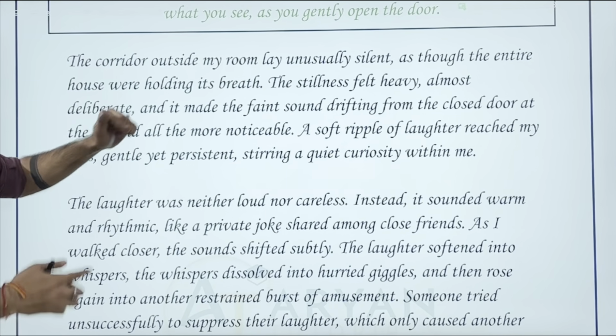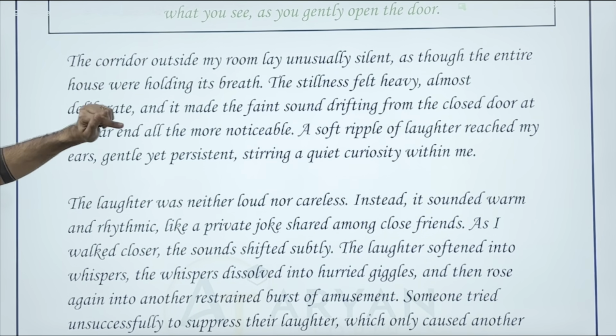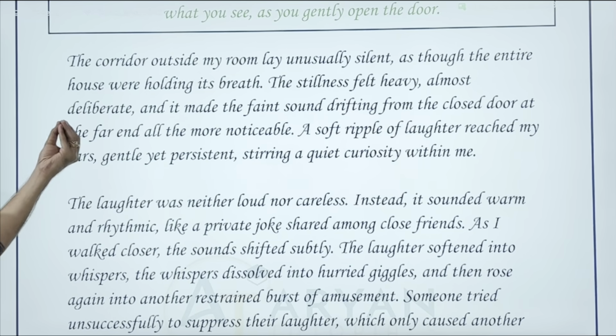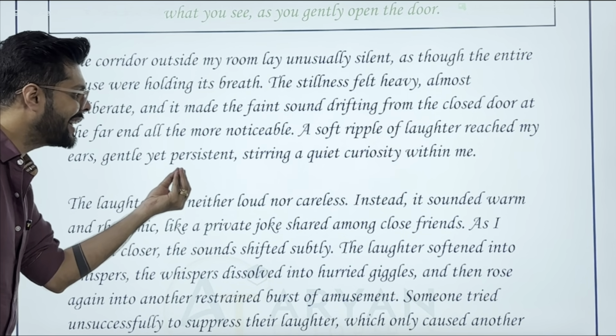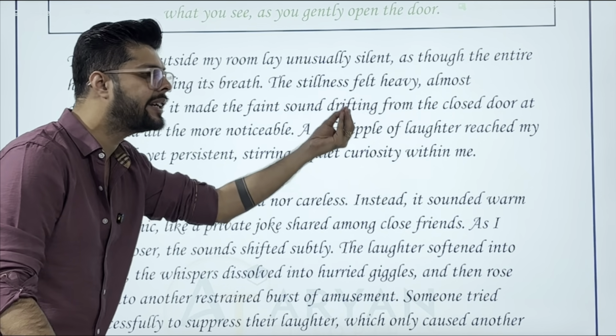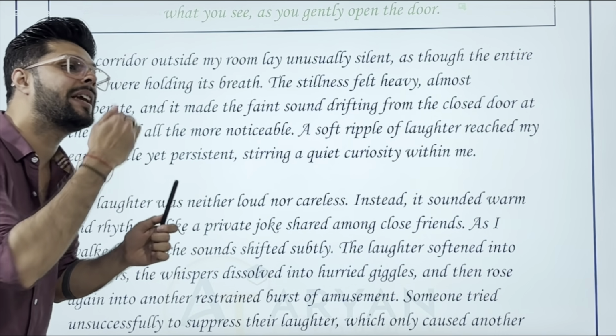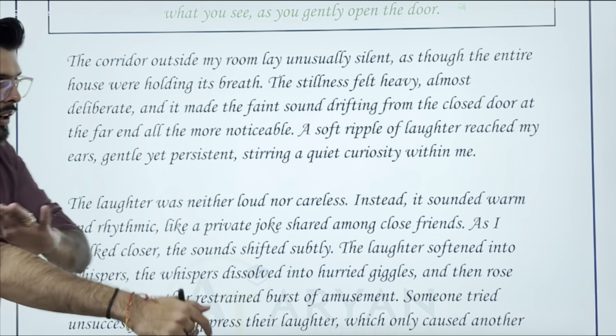A soft ripple means continuous, again and again. A soft ripple of laughter reached my ears, gentle yet persistent, continuous, stirring, giving rise to a quiet curiosity within me. Like I was curious to know what was going on behind the other side of the door.